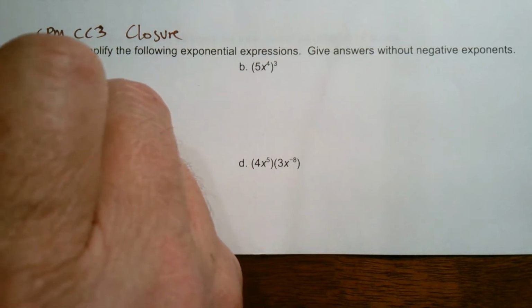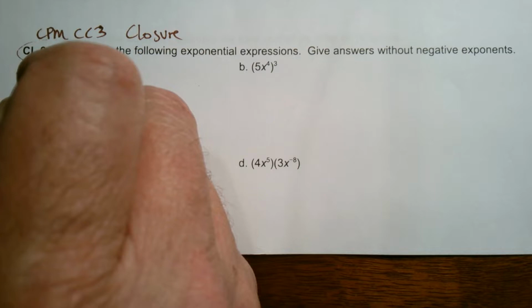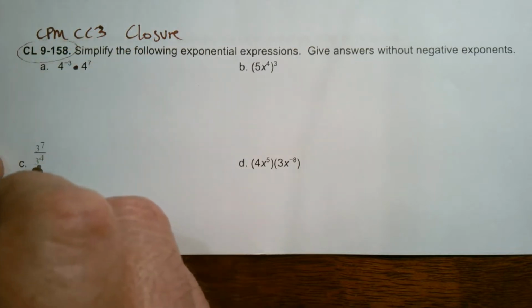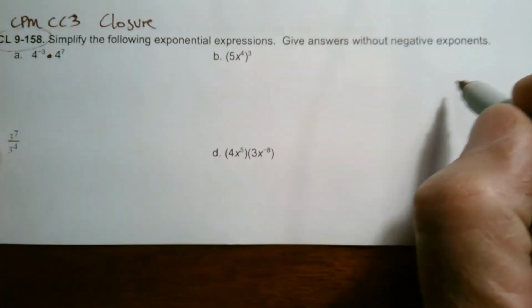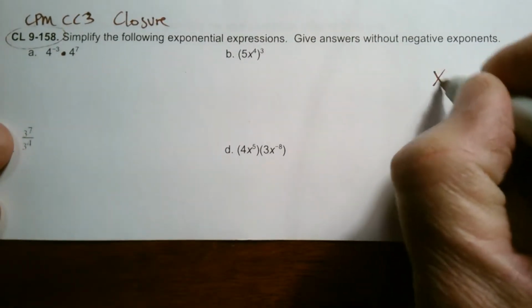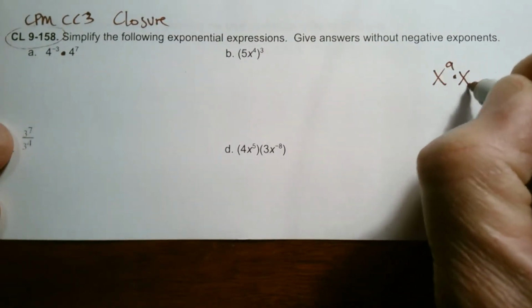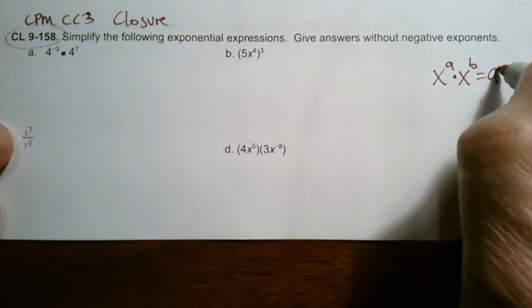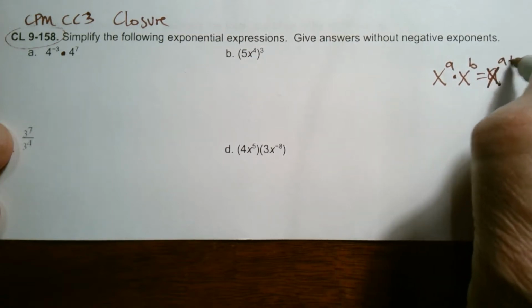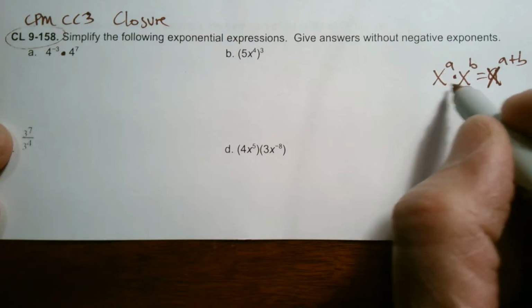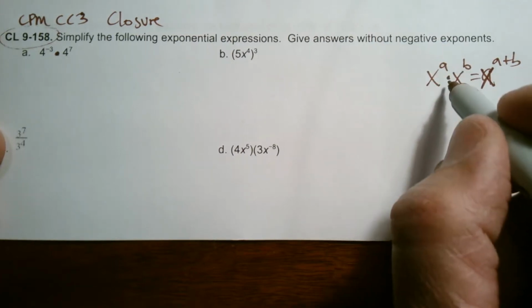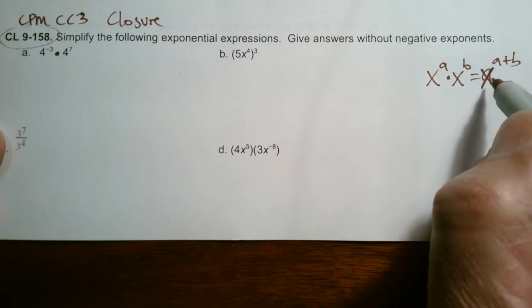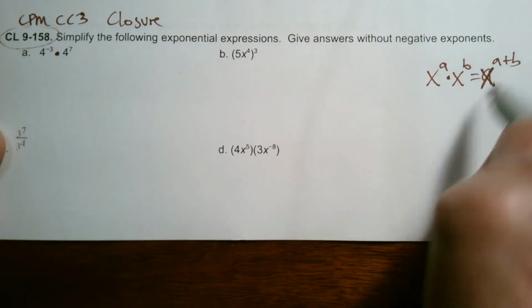If I look at 4 to the negative 3 times 4 to the positive 7, well, I have like bases, right? I know I've got some exponent rules I'll write over here. One of them is x to the a times x to the b is equal to x to the a plus b. When you're multiplying like bases, x to some exponent times x to another exponent is equal to that same base, but add the exponents.